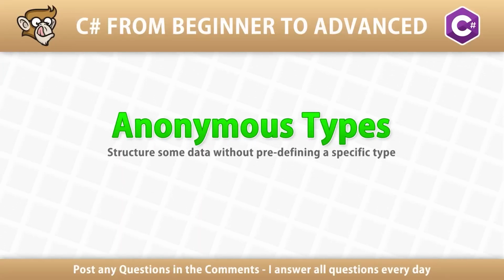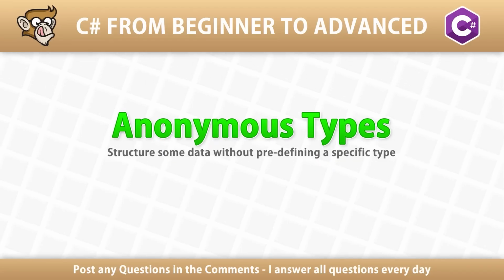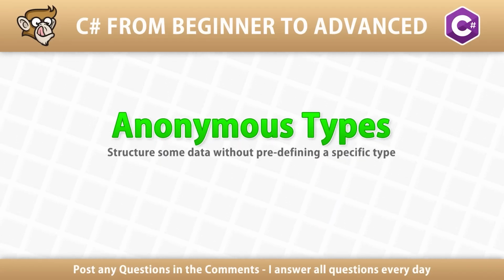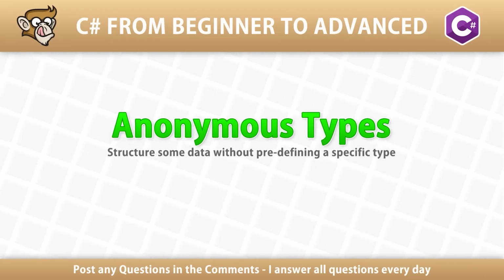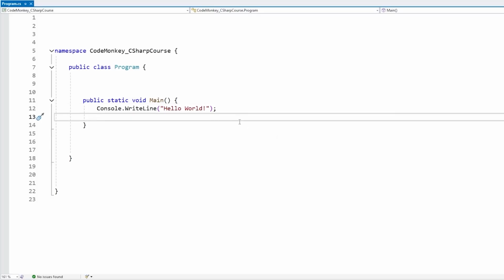In this lecture, we're going to learn about anonymous types. This allows you to essentially create a completely brand new custom type on the fly without having to first declare it. Okay, so here let's learn about anonymous types.